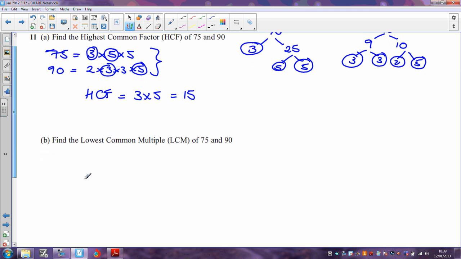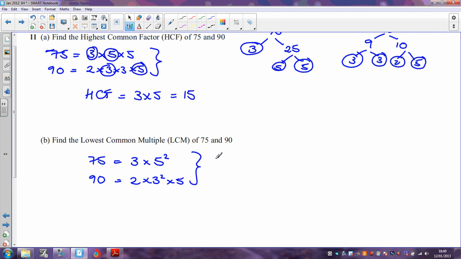Okay, for the lowest common multiple, I'm going to use the same prime factorization. So 75 is the same as, this time I'm going to write it with powers. I find this slightly easier. So 75 is 3 times 5 squared. 90 is the same as 2 times 3 squared times 5.